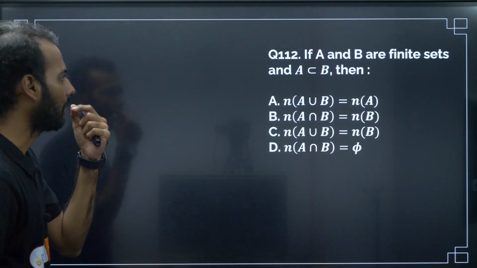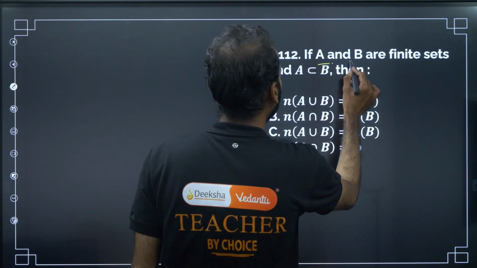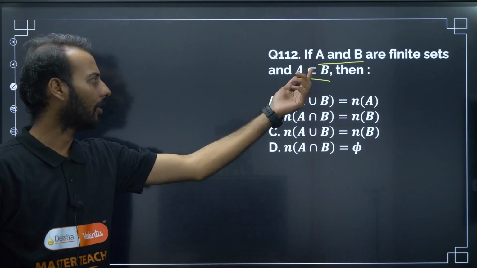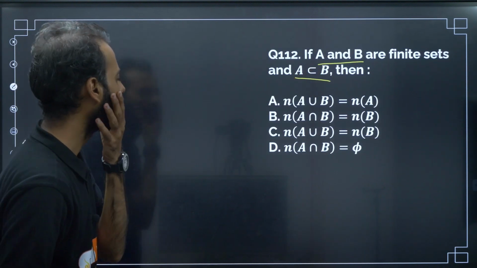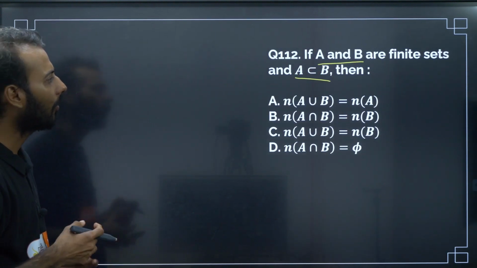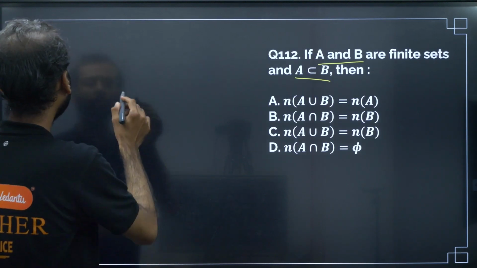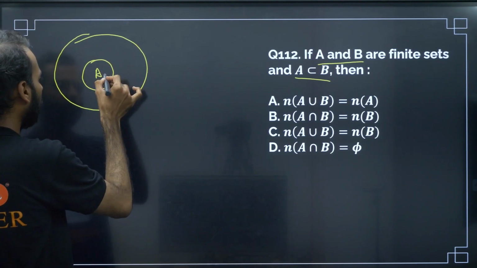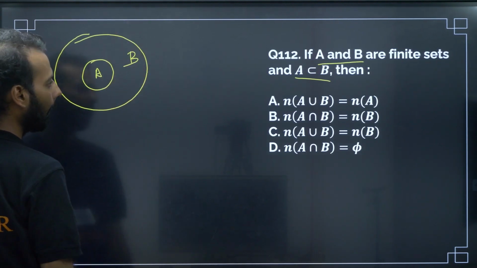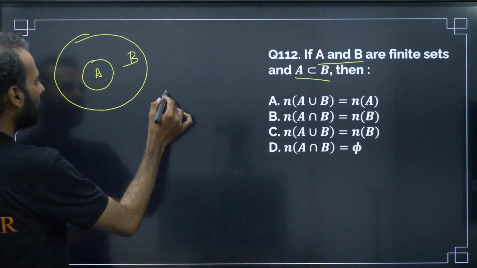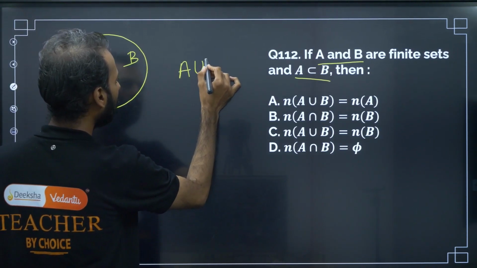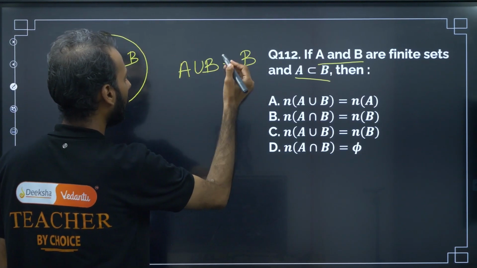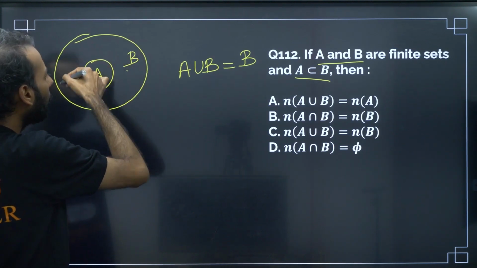If A and B are finite sets, and A is a subset of B. Finite sets, okay. Generally they rarely ask questions from the sets chapter, but this time they have asked. If A and B are finite sets, A is a subset of B. That means this set A is a subset of B. So A is a subset of B means, can I write A union B will be equal to B? A union B, this whole is B.